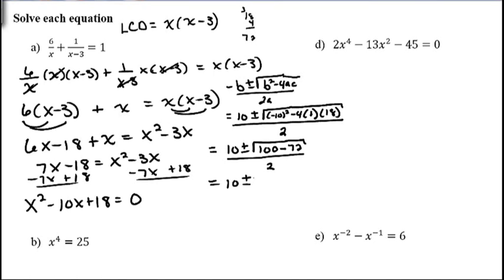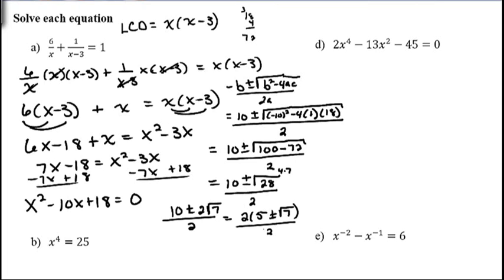So we have 10 plus or minus the square root of 100 minus 72, which is 28, all over 2. And 28 is 4 times 7, so we can simplify that square root. We have 10 plus or minus 2 times the square root of 7, over 2. Then you can factor a 2 out of the top, leaving you with 5 plus or minus the square root of 7, all over 2, and then you can cancel these 2's. And so we get 5 plus or minus the square root of 7. Okay.